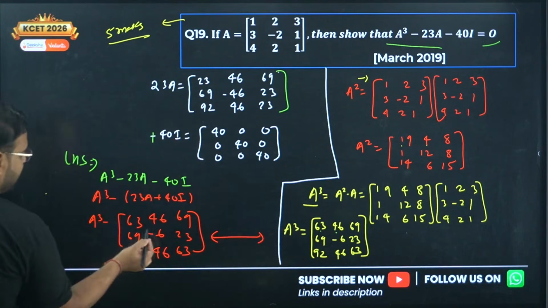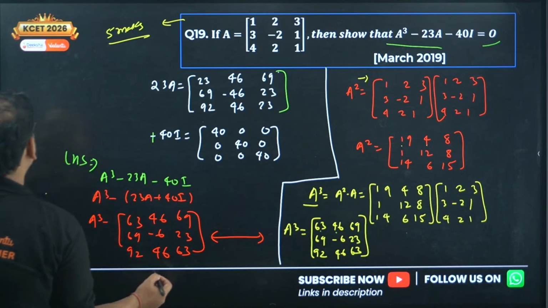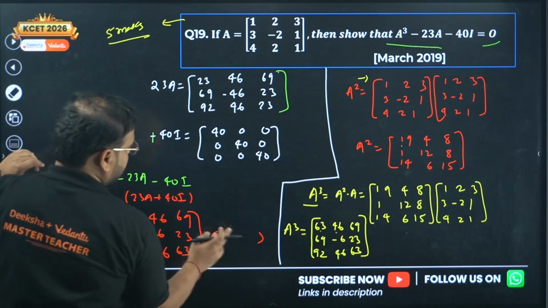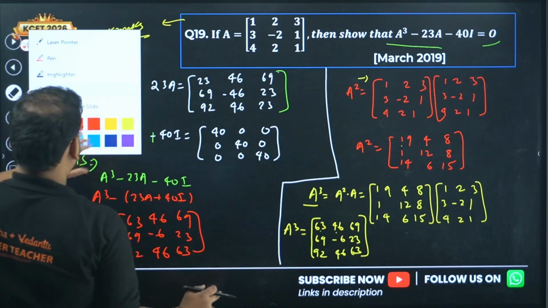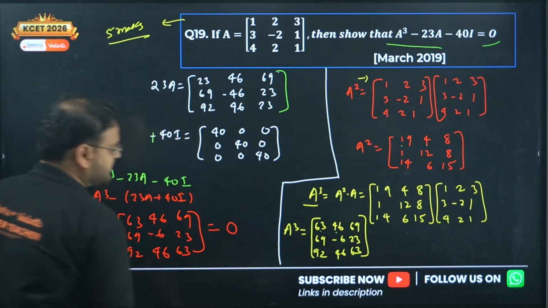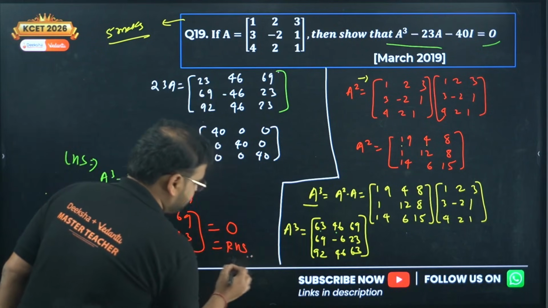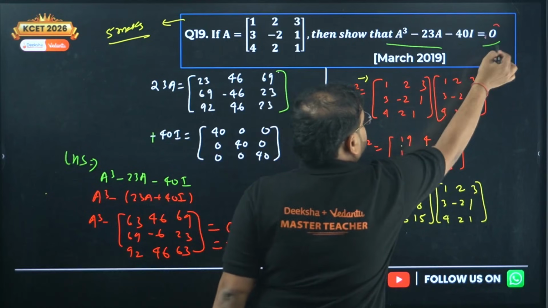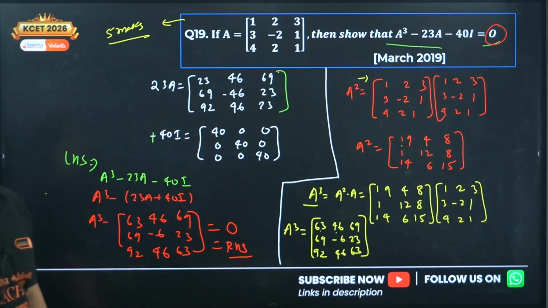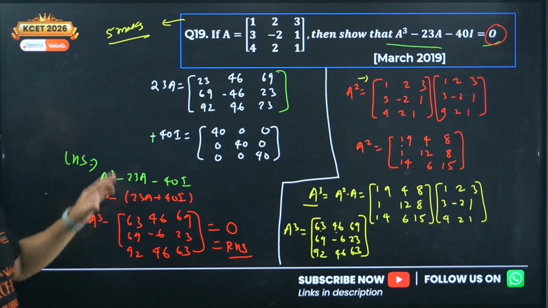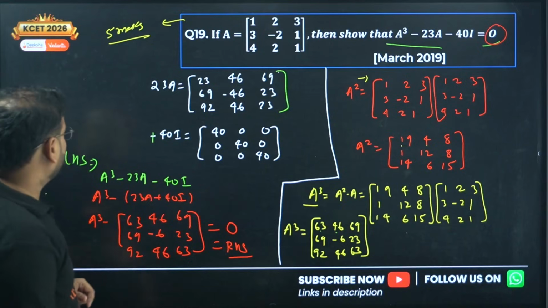It means I'm getting A cube minus A cube. Answer will directly come as 0. That is nothing but your RHS. Have a look. This is your 5 marker. Question number 19 is also over now.